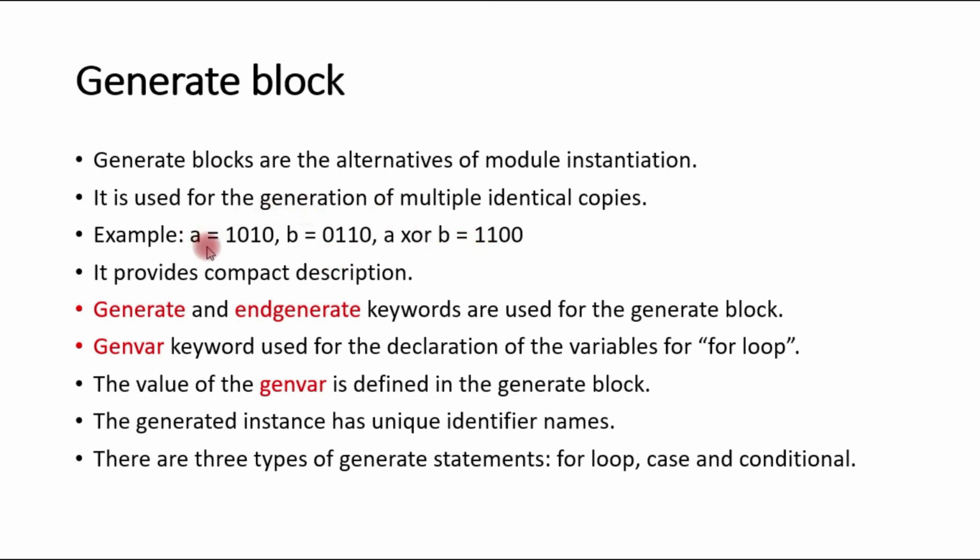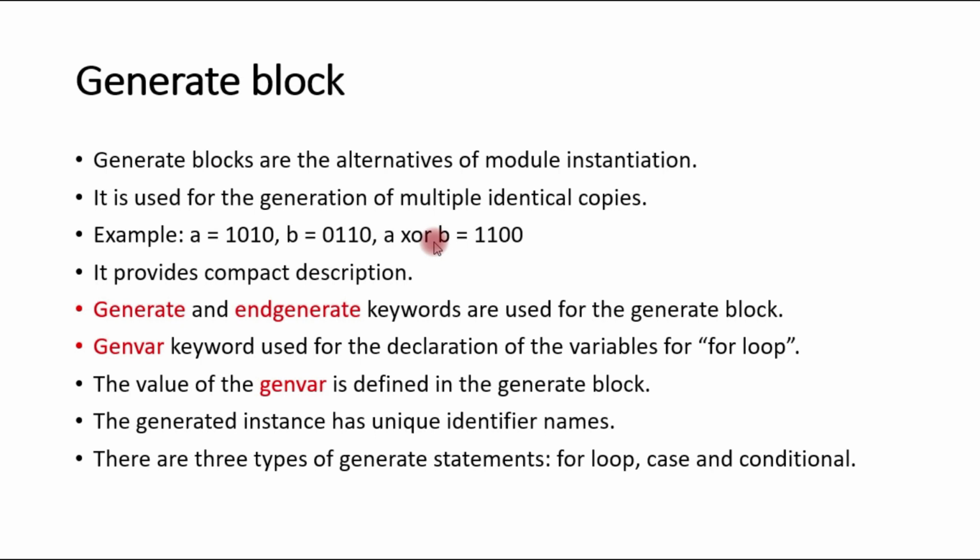So in case of 4-bit numbers, we require 4 XOR operations to complete the XOR operation between these two numbers. If bit size is increasing for both numbers, then XOR operations will also be increased. It means multiple identical XOR operation modules are needed in such programs. Generate block may be used here for the compact description, otherwise program will be lengthy.